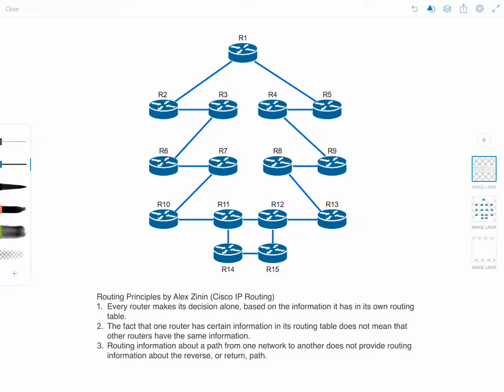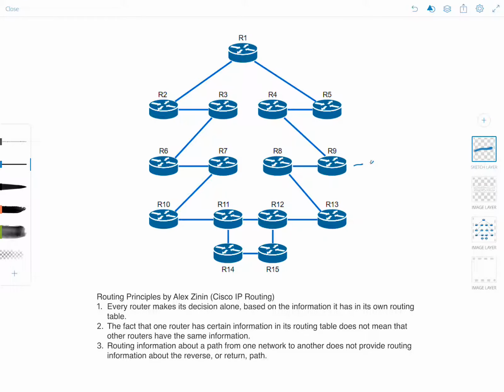So when a router forwards a packet to the next router, a router assumes that the next router will do the same, and that is make its decision according to the information in its own routing table. And only consistent routing information can guarantee a consistent forwarding decision throughout the network. So let's look at this in an example.